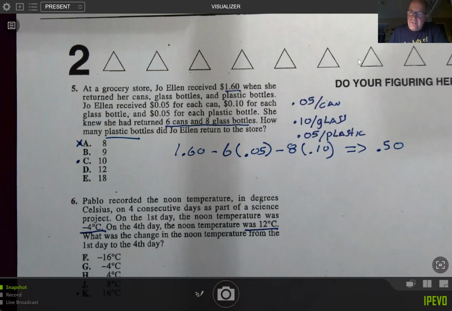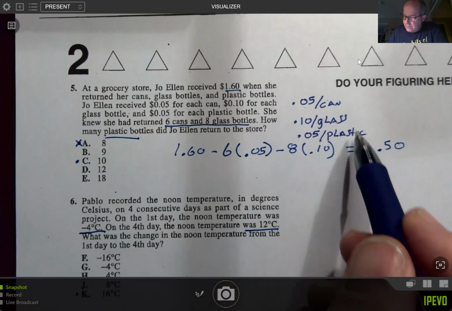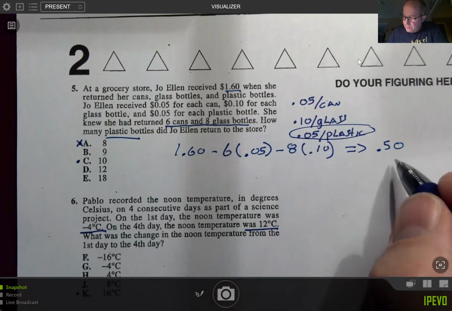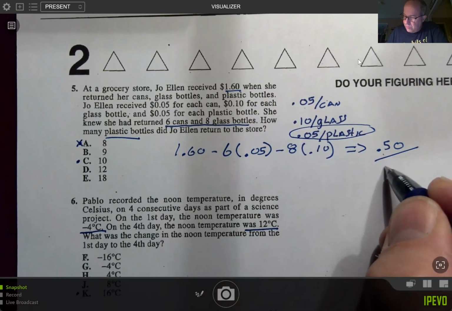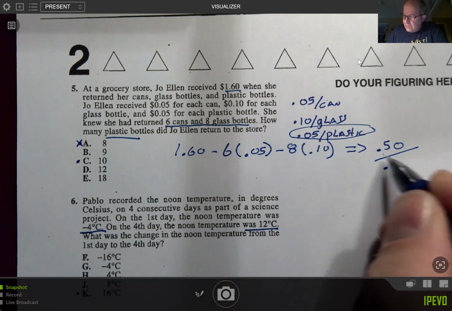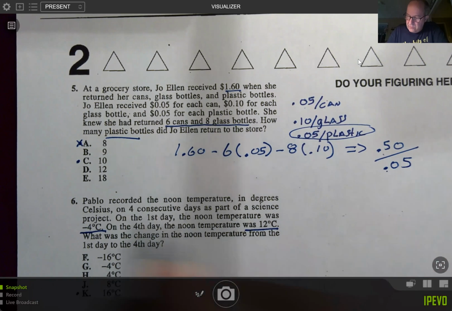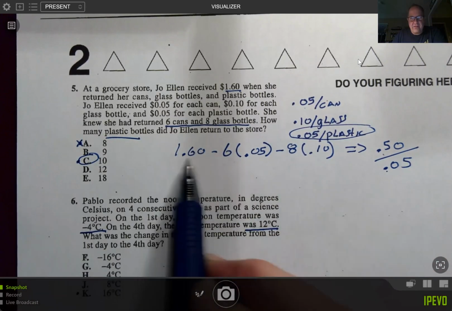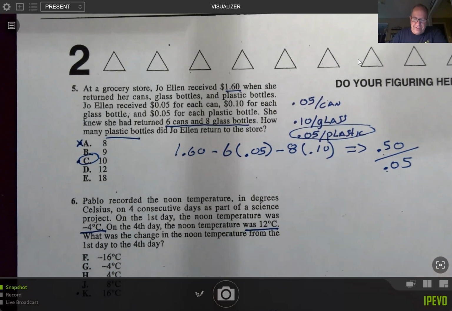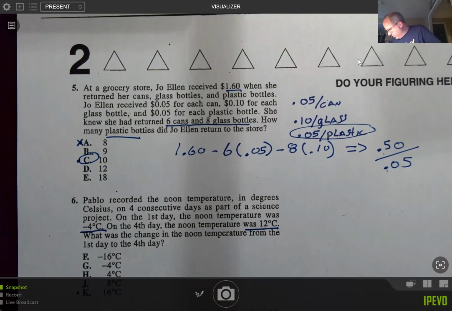Well, if every plastic bottle is a nickel, right? I would just take 0.50 and divide by 0.05, and we will wind up with letter C. Now, use your calculator on this. You do get to use your calculator on every question, so use it to your advantage, okay? Seriously, there's no need to try to do all this stuff in your head if you can use your calculator.